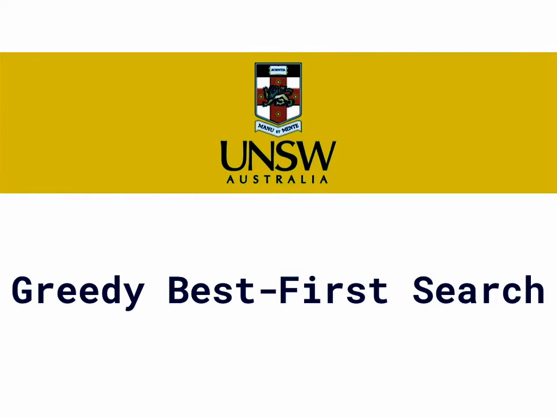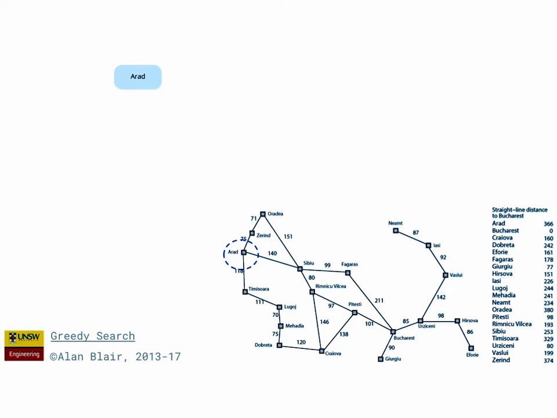This is the first of our informed search methods, which is greedy best first search, or just greedy search. This is the map of Romania again, except this time, as well as being told the length of each road, we are also told the straight line distance from each of these towns to the goal, which is Bucharest.